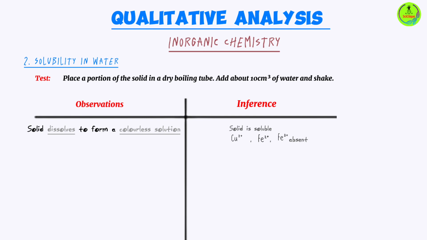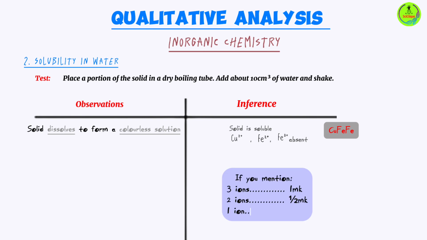So are you going to go ahead and write that colored ions are absent? No. Specify. So you're going to write that Cu2+, Fe2+, and Fe3+ are absent. So if you include all 3 ions, you get yourself a full mark.